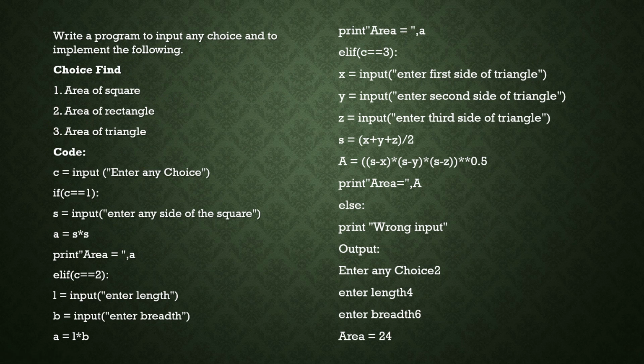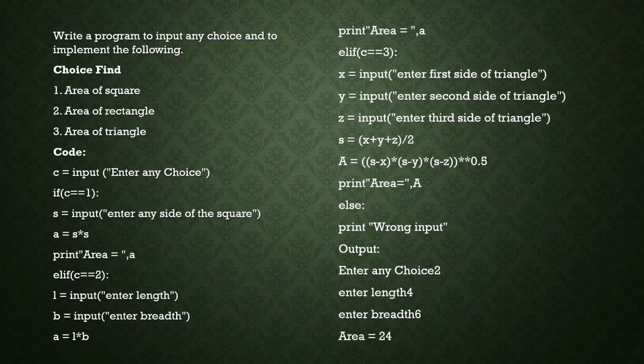Next one is elif C equal to 2, that means rectangle. So we need to access two things, length, breadth. Here, length, breadth, area and print area, those four statements should be shifted to the right. That means a horizontal tab should be inserted there. That is to find the area of a rectangle. Two sides should be given here, length and breadth, and the area of a rectangle is length into breadth, and that will be stored in A and displayed in print area is equal to A.